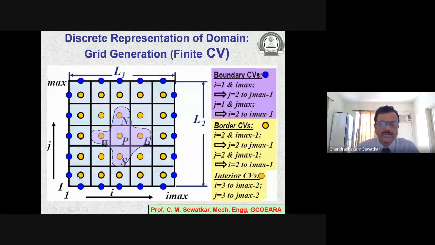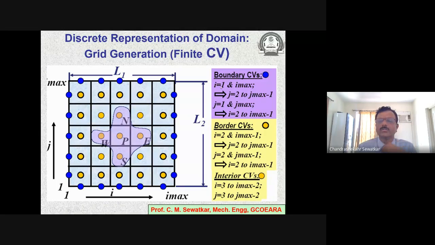The yellow cell centers with a dark, thick black border are the border cell centers, and these are the interior cell centers. P is a representative cell center, and E is the east neighboring cell center. W is the west neighboring cell center. This is north and this is south. These are again nomenclated, as I discussed in the morning, by running indices I and J.